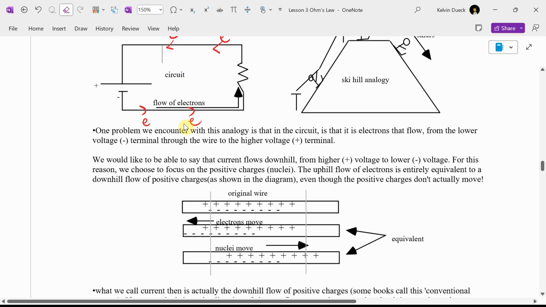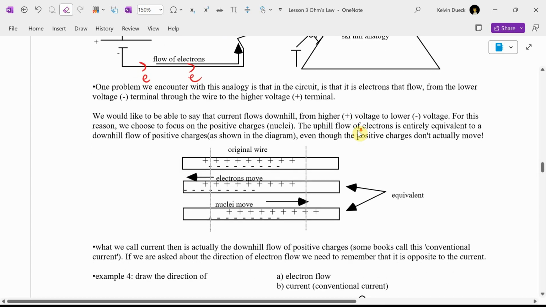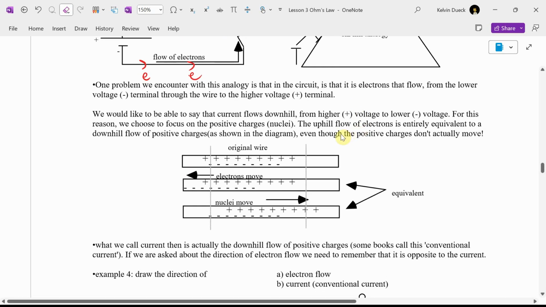So I wrote here, one problem we encounter with my ski hill analogy is that in a circuit, it's the electrons that flow because the protons are not locked inside. The protons are locked inside the nucleus. I couldn't say that very fast. We'd like to, though, be able to say current flows downhill from positive to negative.